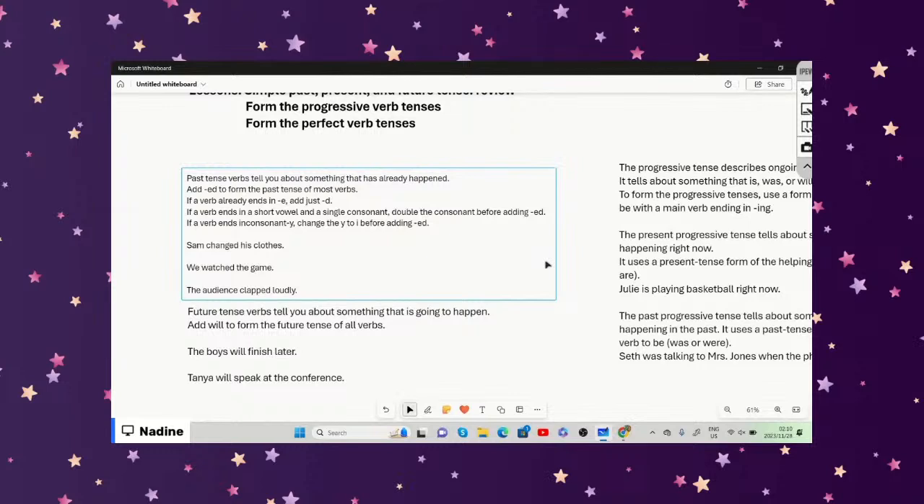If we look at a few examples here at the bottom of the past tense verbs, once again, past tense verbs tell us about something that has already happened. Something that has already happened is in the past.